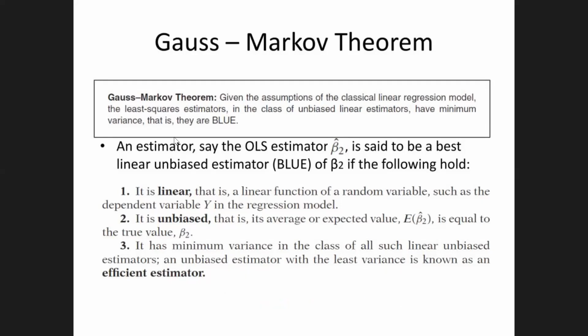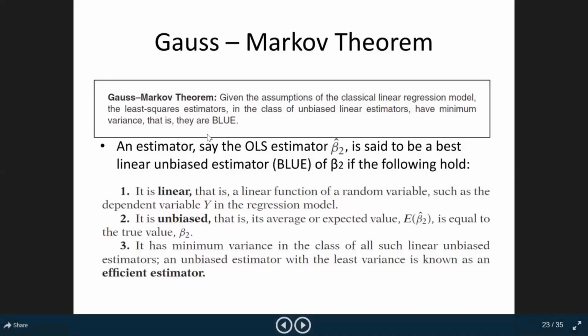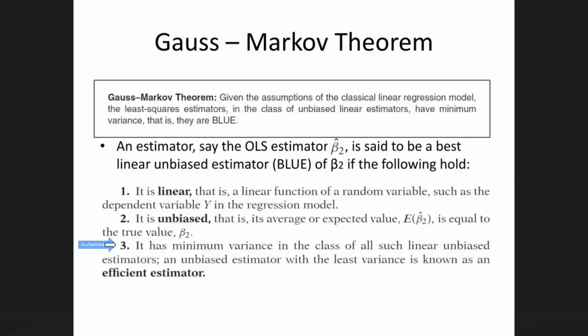And the third property, that is the minimum variance criterion: it has minimum variance in the class of all such linear unbiased estimators. An unbiased estimator with least variance is known as the efficient estimator. As I told you, suppose that we have two estimators, say B2 hat and B3 hat. So which one will be the efficient? The one having the minimum variance.